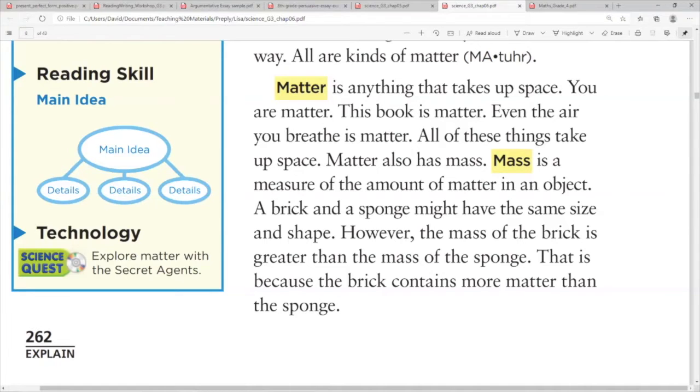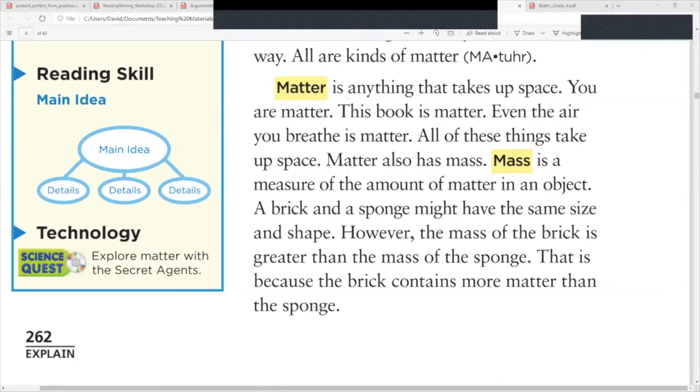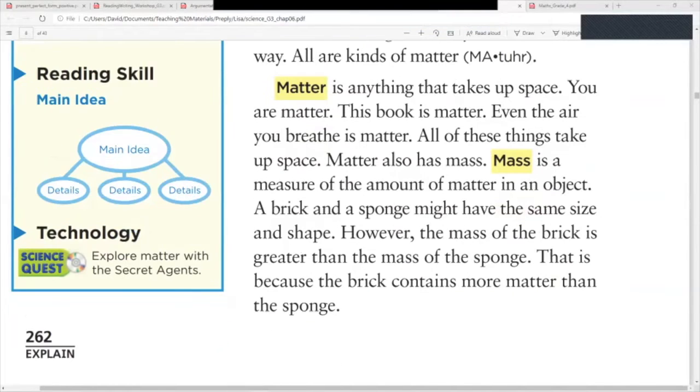Cool. That's because what? That's because the brick contains... What happened? The book is gone. Uh-oh. Is it back? Yes. Okay.